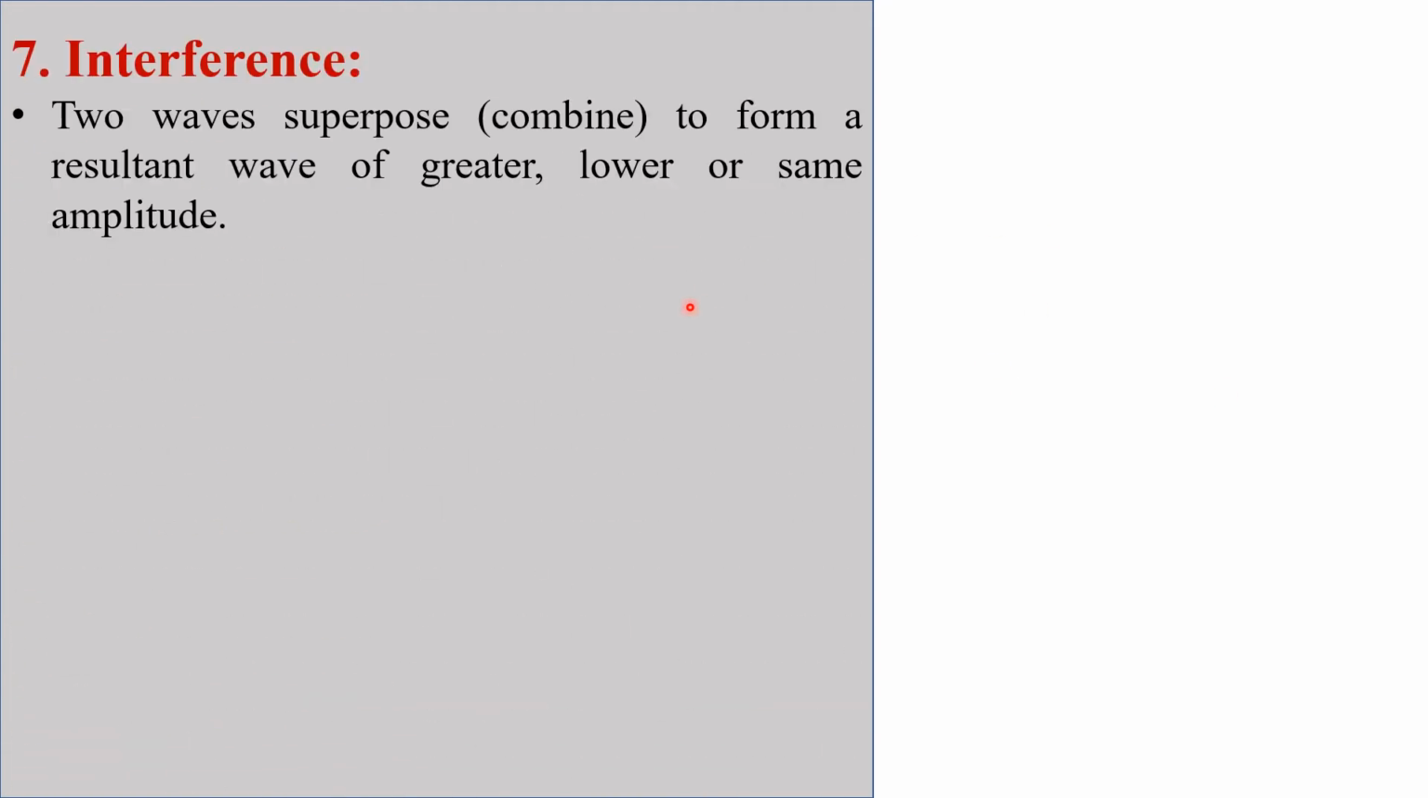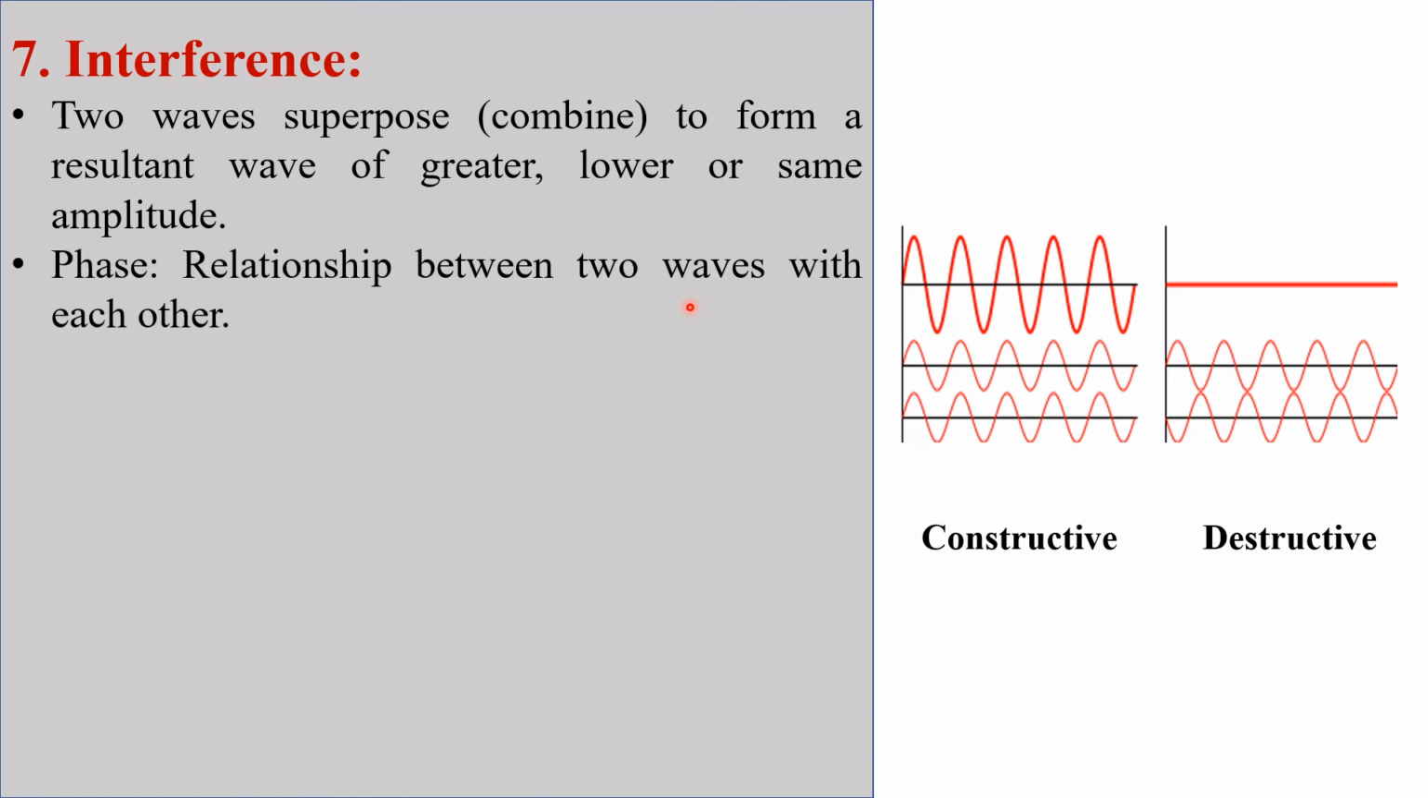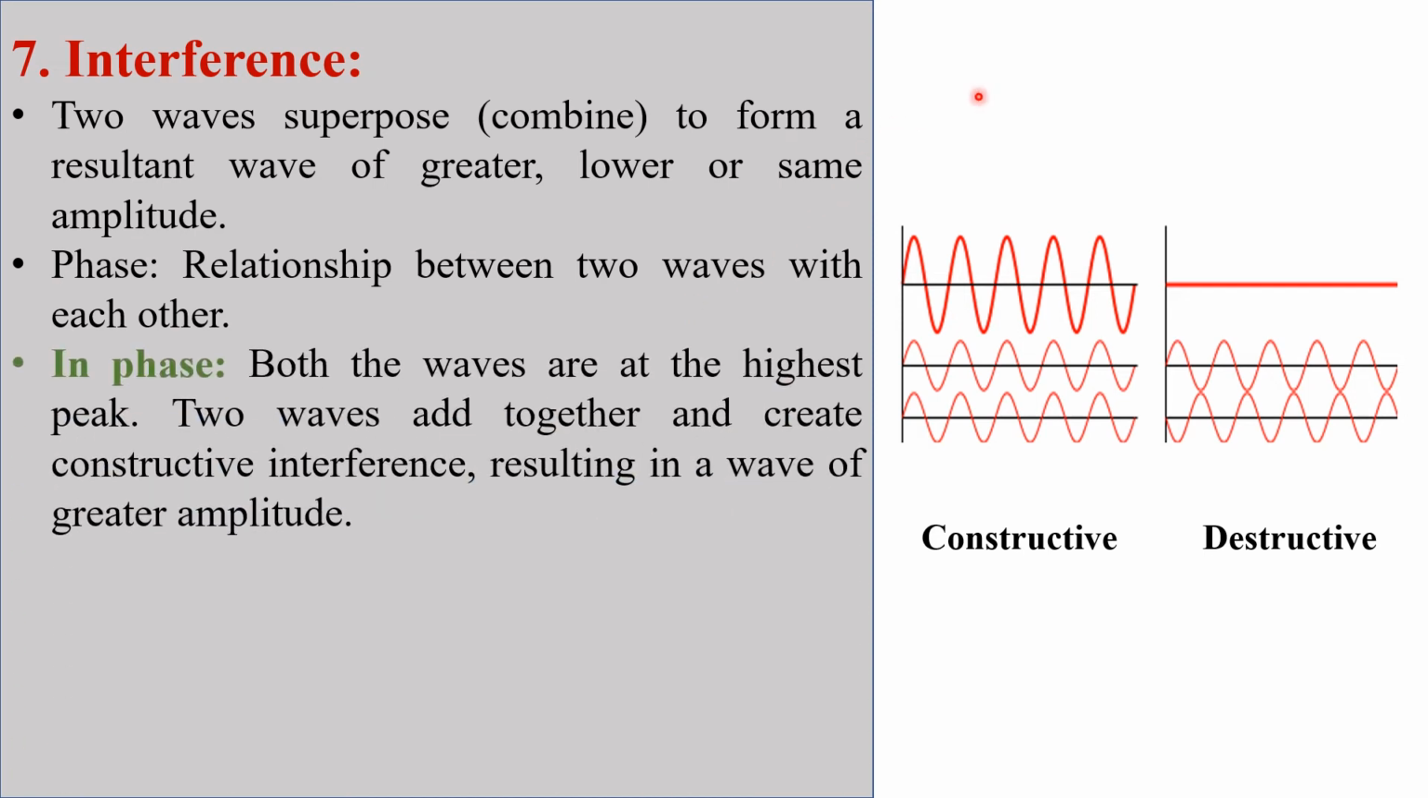Interference. Interference is a phenomenon in which two waves combine to form a resultant wave of greater, lower or same amplitude. So, the relationship between two waves with each other is called phase. When both the waves are at the highest peak, they are called in phase. So here, two waves add together and create constructive interference, resulting in a wave of greater amplitude.